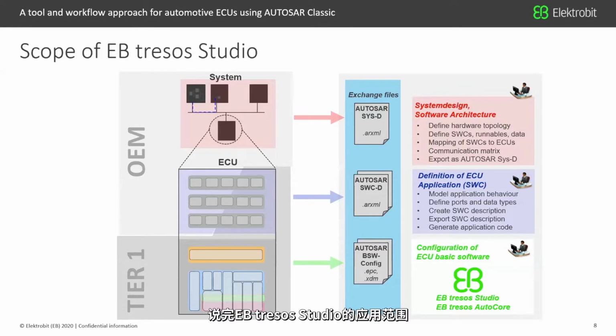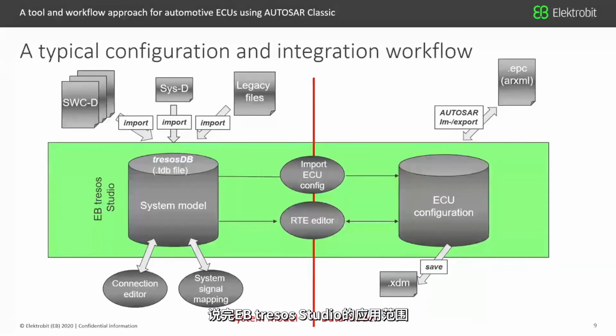Okay, so having talked about the scope of tresos Studio, now let's have a look at a typical configuration and integration workflow. And we will look at an overview of the internal data handling in EB tresos Studio, which will help to understand the different steps that are required in the workflow. So just like in the methodology, also the tooling has a system side here on the left side and an ECU side on the right. So this is also represented in the tooling.